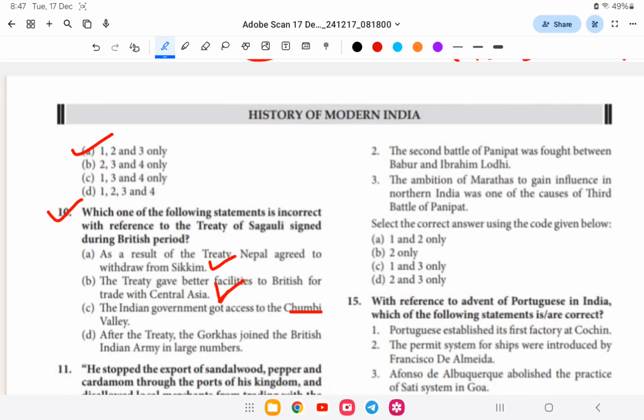The Chumbi Valley access is not part of this, it came through other connections. And option number D, after the treaty, the Gorkhas joined the British Indian Army in large numbers. So we now have the Gorkha regiment in the Indian Army. The Treaty of Sugauli was signed in 1816. So option number C is the correct answer. I hope you're clear. Let us go to question number 11.